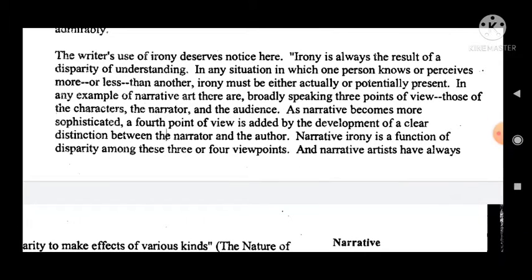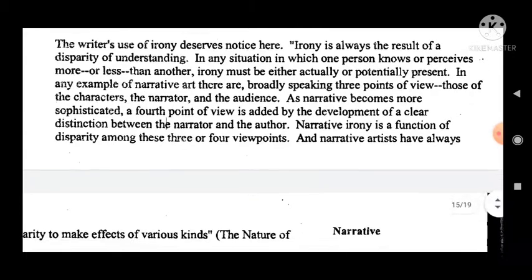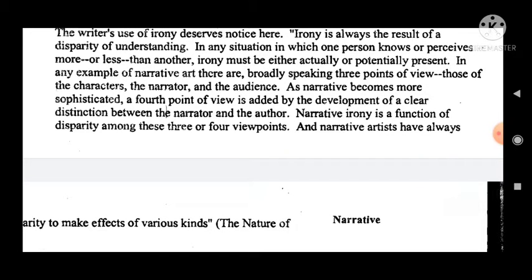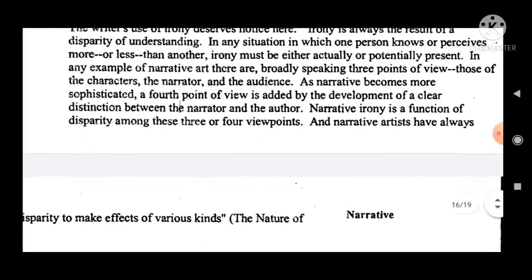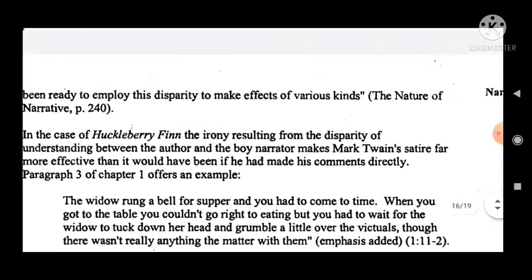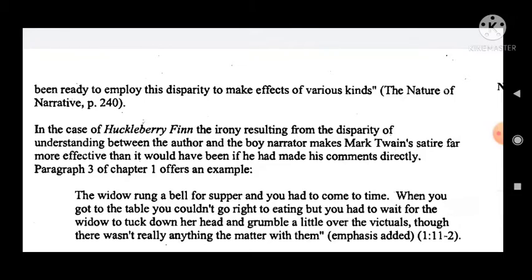Irony is always the result of a disparity of understanding. In any situation in which one person knows or perceives more or less than another, irony must be either actually or potentially present. In any example of narrative art, there are broadly speaking three points of view: those of the characters, the narrator, and the audience. As a narrative becomes more sophisticated, a fourth point of view is added by the development of a clear distinction between the narrator and the author. Narrative irony is a function of disparity among these three or four viewpoints, and narrative artists have always been ready to employ this disparity to make effects of various kinds.